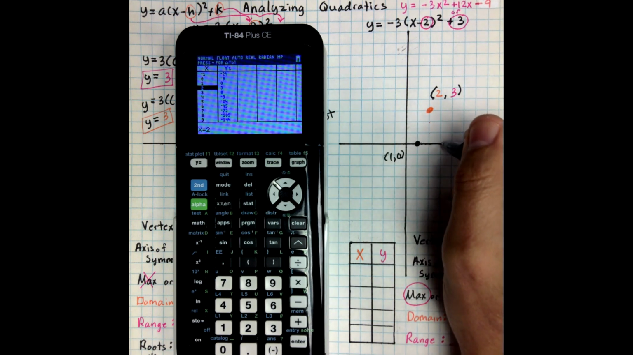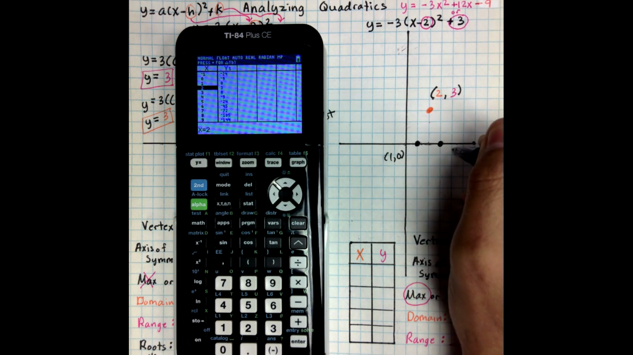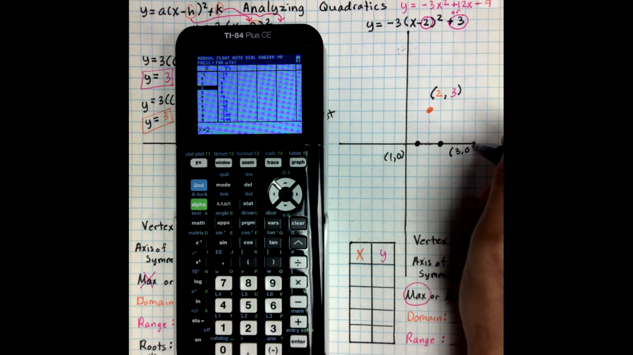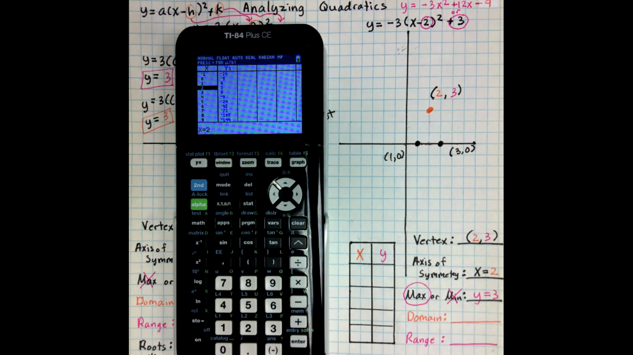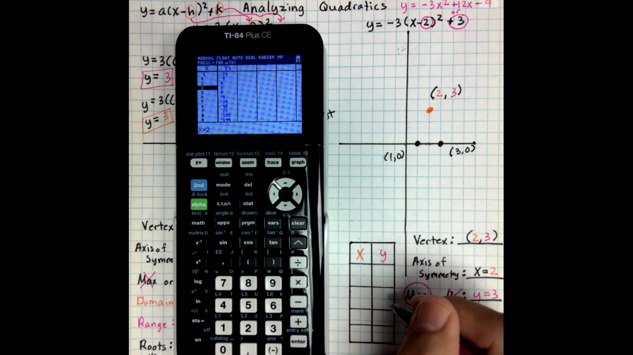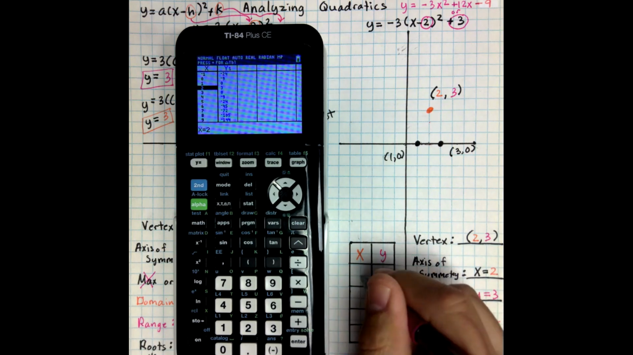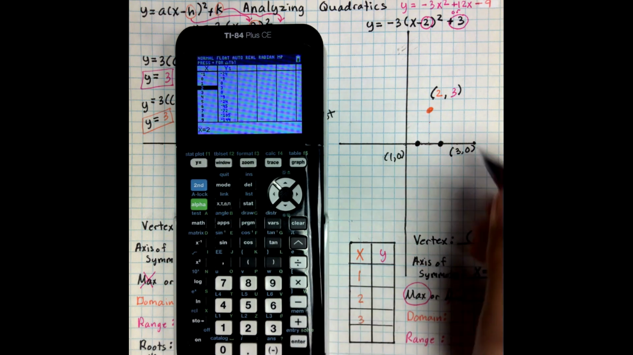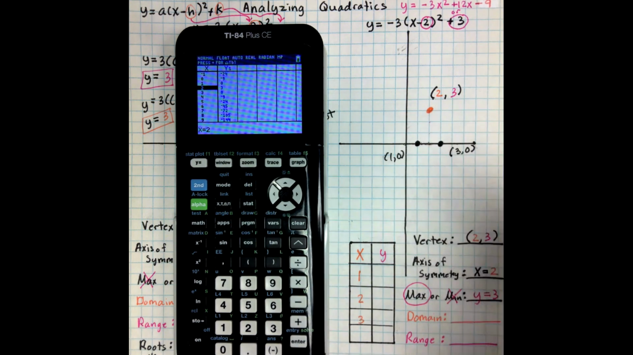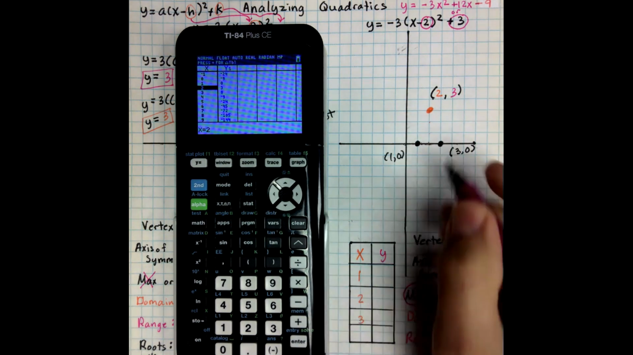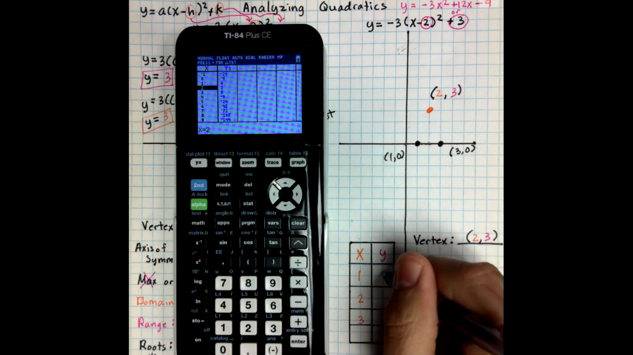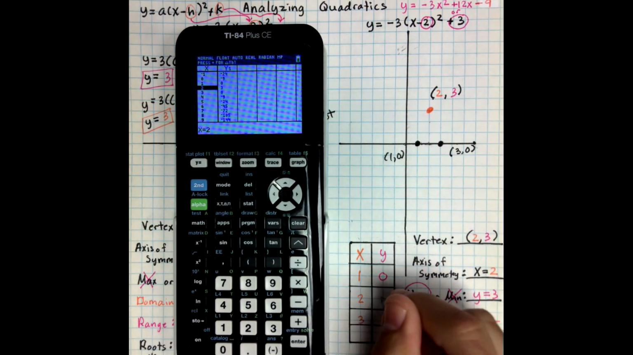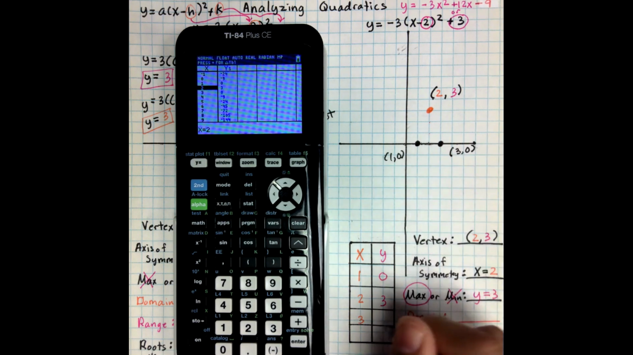And then 3, 0. So 1, 2, 3, and that's 3, 0. So we're going to go ahead and fill in our table real quick. So far, the points that I have are 1, 2, and 3. Those are my x values. And my y values that go with each one are 0, 3, and 0.